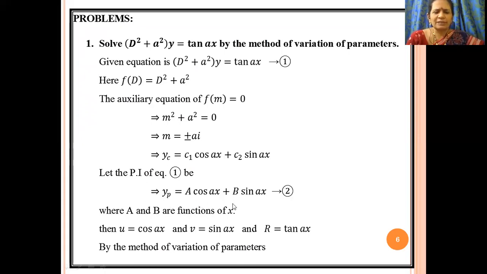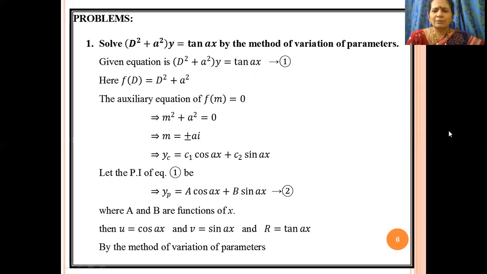yp can be written as in the previous working rule I have given. According to that, yp is given by a cos ax plus b sin ax, where a and b are functions of x. Now coming to the u and v values. Here clearly y is equal to au plus bv, we wrote. When compared to that equation, we get u is equal to cos ax, v is equal to sin ax, and r is equal to tan ax.